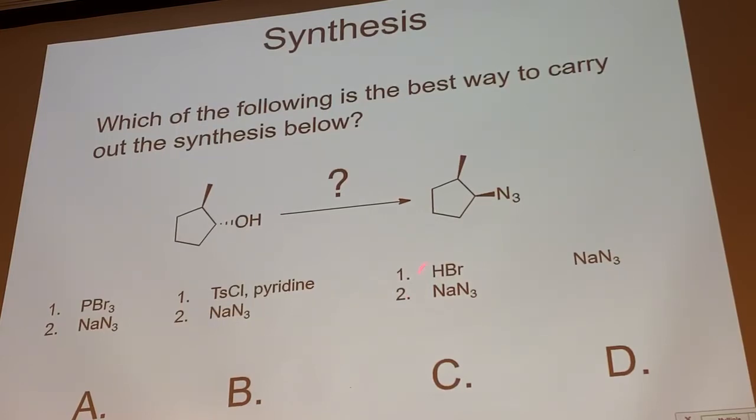So what happens when you use HBr? What happens to the stereochemistry? It'll racemize because you'll have a carbocation. So you would get a mixture of inversion and retention, and that would allow you to get some of this compound, but it would be mixed in with the trans isomer. So that's why we have the word best in the question here.